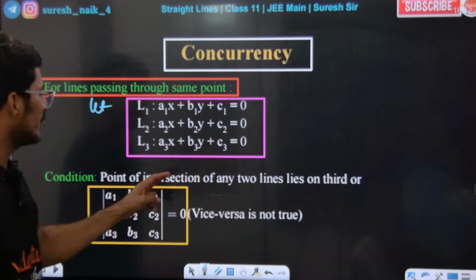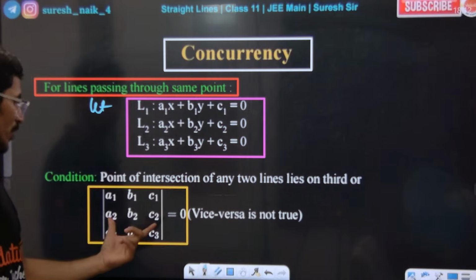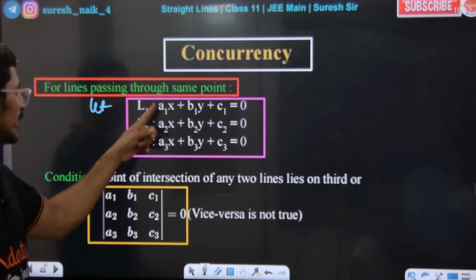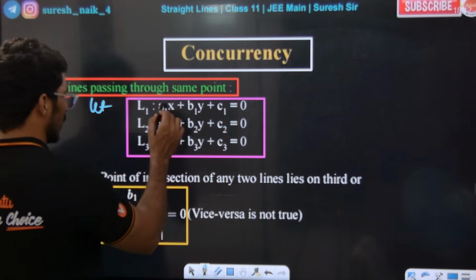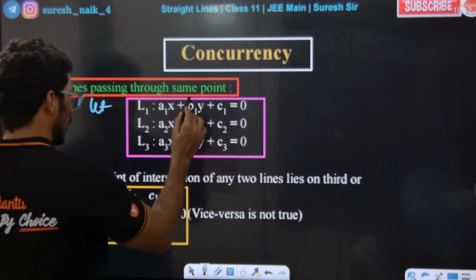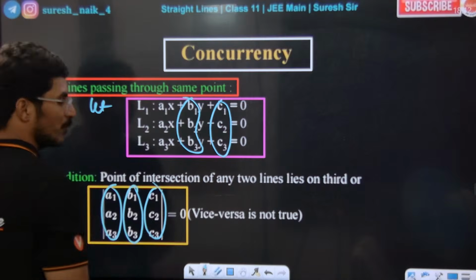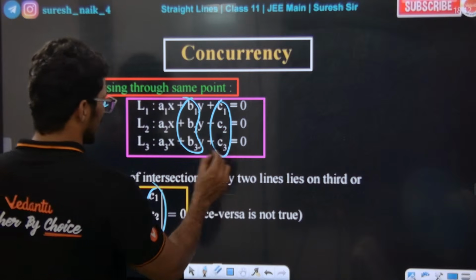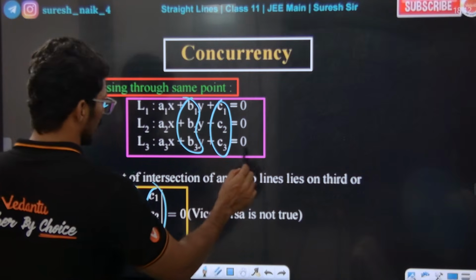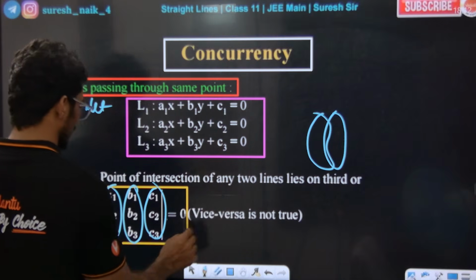Point of intersection of any 2 lines lie on the third, or you can say this determinant of x coefficients, determinant of what? All the x coefficients is column number 1, y coefficients is column 2, constants is column 3. Understood, everyone? Yes or no? Sir, if this determinant is 0, what do we get? This is the determinant, Chintu. Okay.